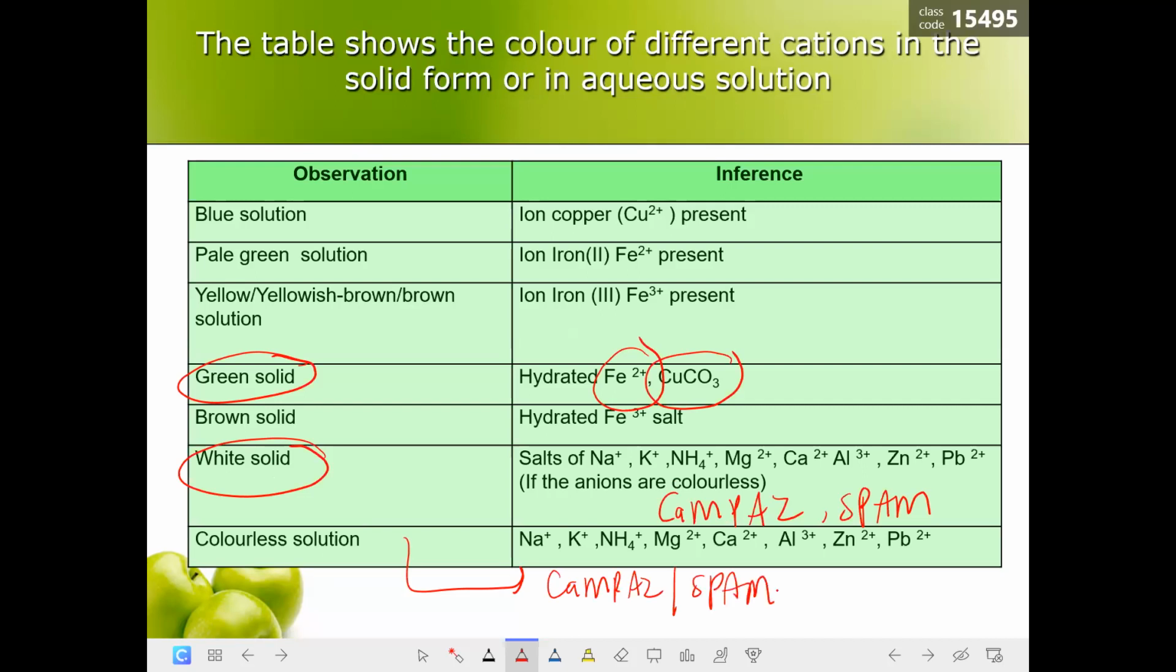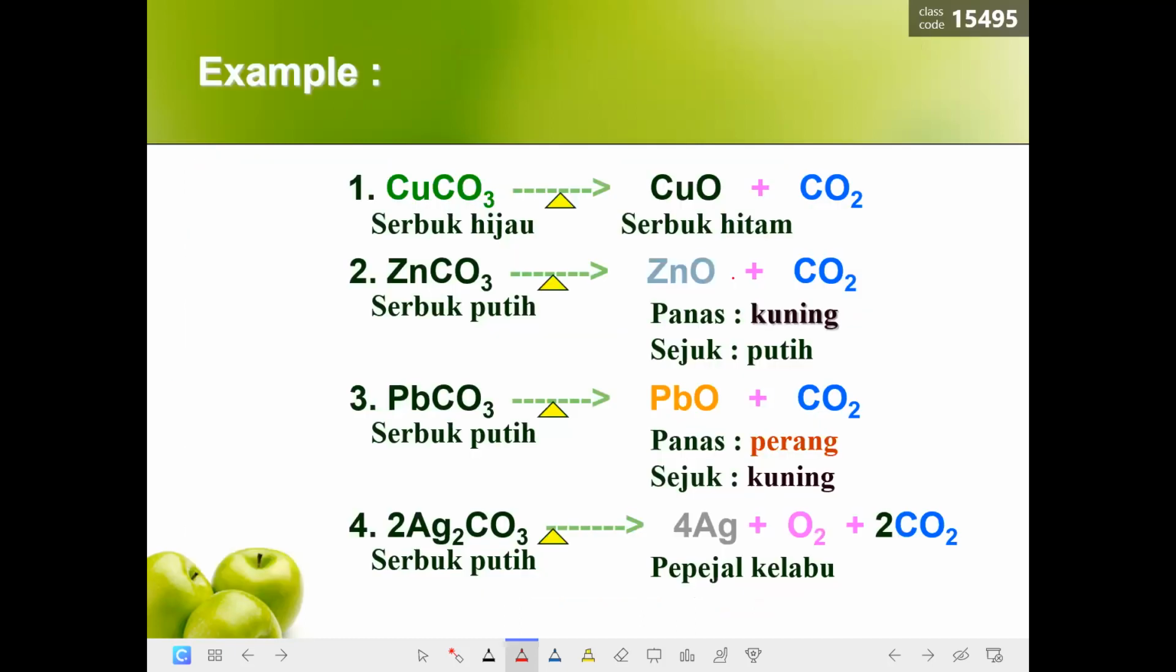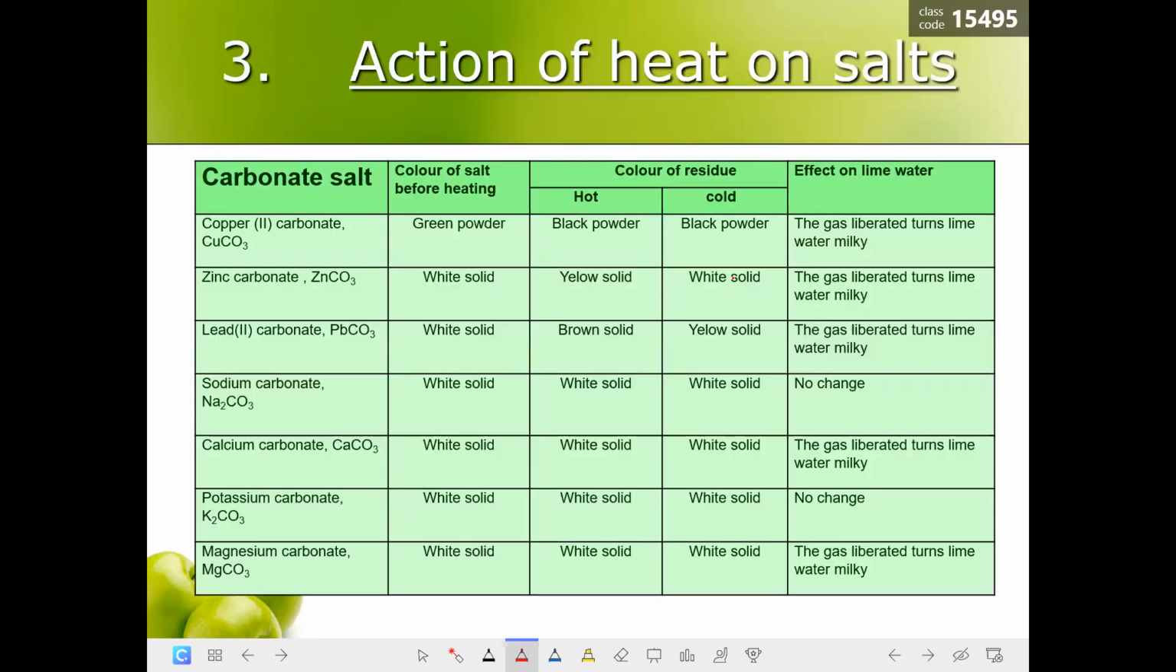All this you must know. Anything that is a blue solution must have copper 2. Anything that is pale green must have iron 2. Anything that is brown must have iron 3. Teacher is just going through this with you because after this, you are going to do it on your own.